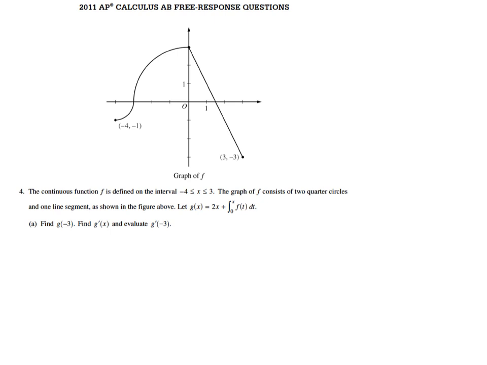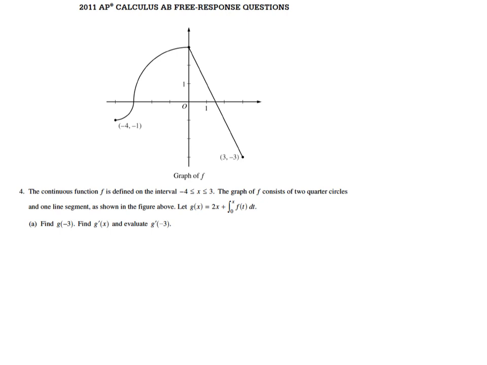Very important on the AP Calculus exam to notice what they're giving you the graph of. So this is the graph of f here, defined on the interval from -4 to 3 inclusive: 2 quarter circles and 1 line segment, as shown above. And then g of x is equal to 2x plus the definite integral from 0 to x of f of t dt. For part A, we're supposed to find g of -3.